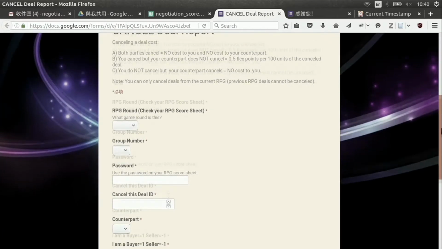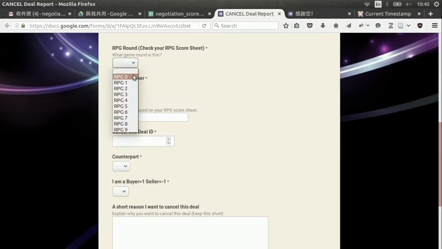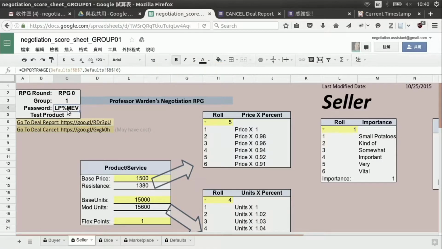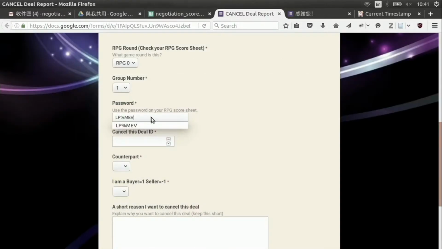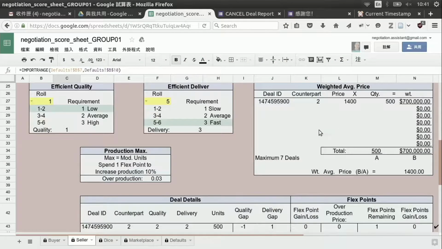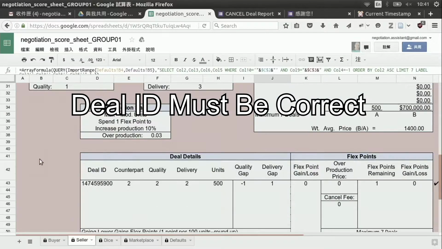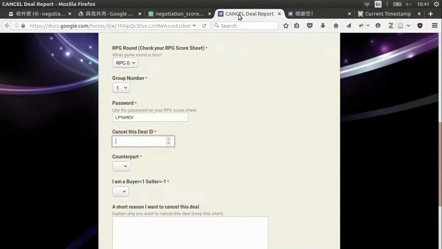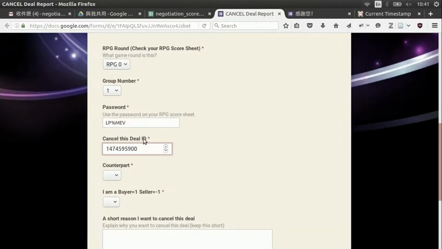Well, it's very similar. What round are we in? Round 0. What group number am I? I'm group 0. What's my password? I have to get my password. And remember, your password is going to be on your RPG page. Put in my password. What ID do I want to cancel? How do I know the ID of the deal? Remember, the deal ID is listed here. The deal ID is also listed here. So I go ahead and copy that. And now I go ahead and put that in here, because I'm going to cancel this deal.